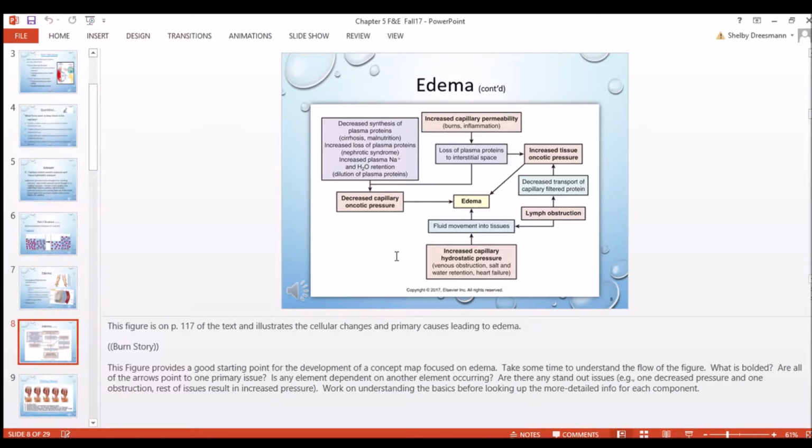So this is just an overview again of what could cause edema: lymph obstruction, increased hydrostatic capillary pressure, decreased oncotic pressure, increased capillary permeability, and increased tissue oncotic pressure. Increased tissue oncotic pressure would be, say you have your capillary in the tissue. Outside the capillary we have more of these guys, so we have more strength to pull the water and keep it down here in the interstitial. Okay?